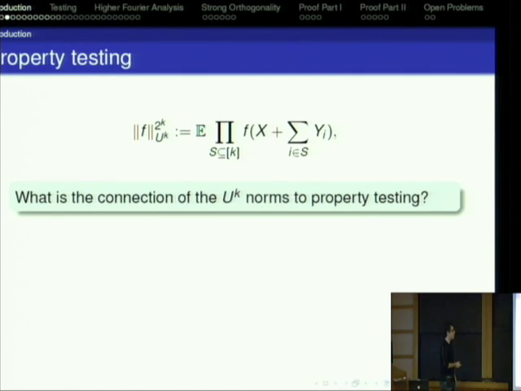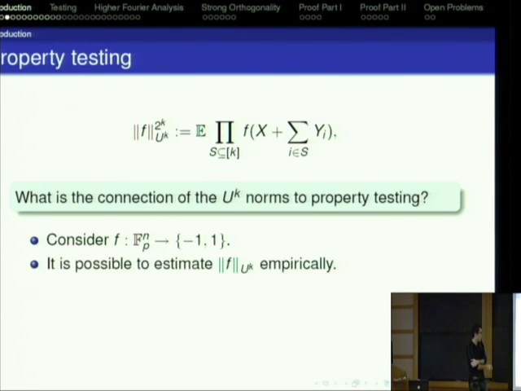Now, what is the relation to property testing? So we have this formula for the U^k norm when the function is real. So we'll focus on functions which take only -1 and 1 values. So we have a function f from F_p^n to {-1, 1}. Now, it is possible to estimate these uniformity norms empirically.